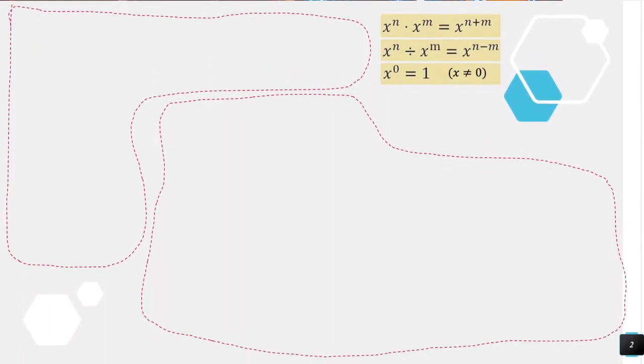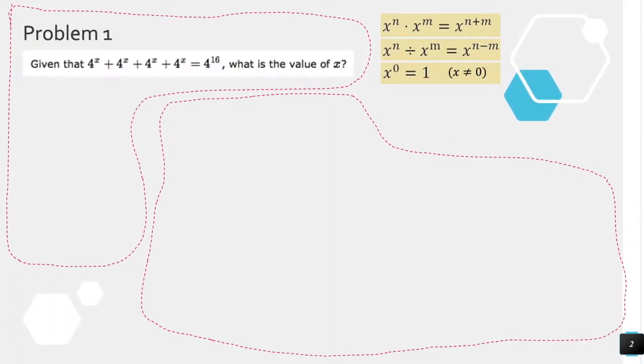The first problem says, given that 4 to the power of x plus 4 to the power of x plus 4 to the power of x plus 4 to the power of x equals 4 to the power of 16, what is the value of x? That was quite a tongue twister, which tells us that we should think about simplifying the left side of this equation. We can see that there are 4 components on the left side, and that they are all equal, with each component having a value of 4 to the power of x.